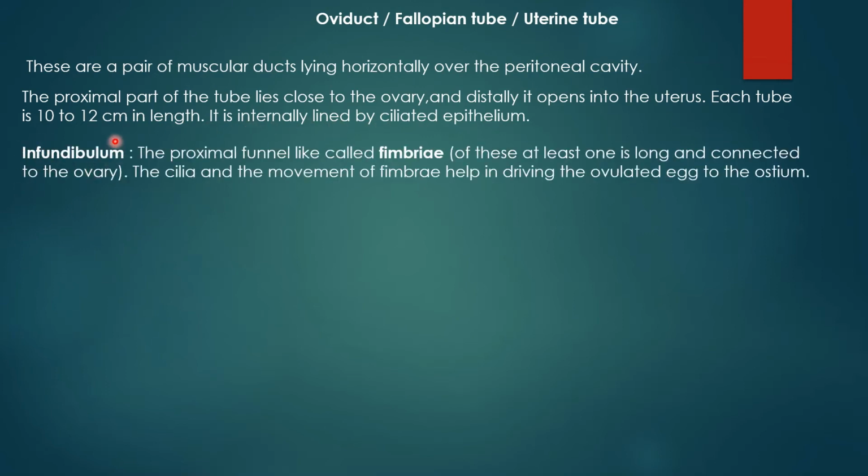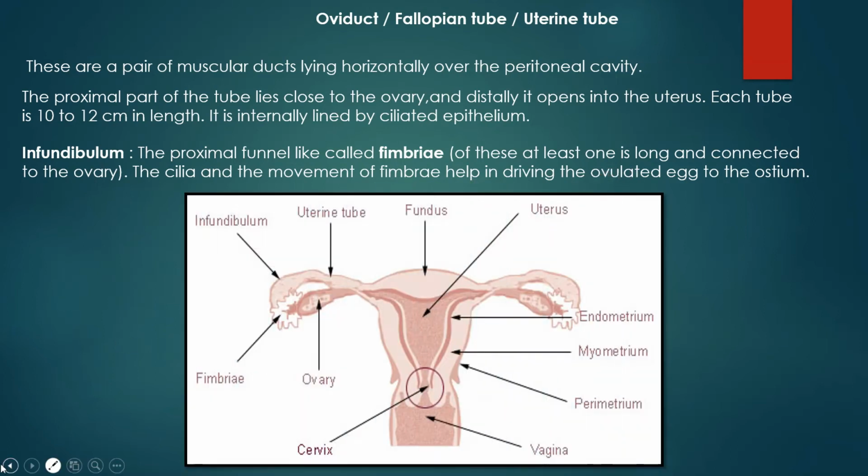Now this fallopian tube consists of different parts. The very first is the infundibulum, the proximal funnel like part, with finger-like projections called fimbriae. Of these, at least one is long and connected to the ovary. The cilia and the movement of fimbriae help in driving the ovulated egg to the ostium. Let us understand this diagrammatically. This is the fallopian tube. This part is called the infundibulum.